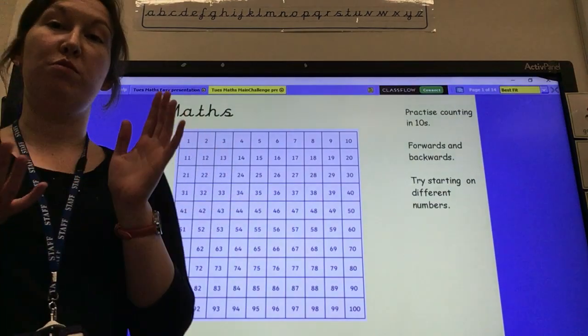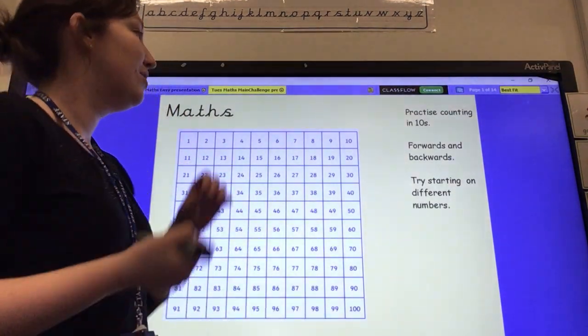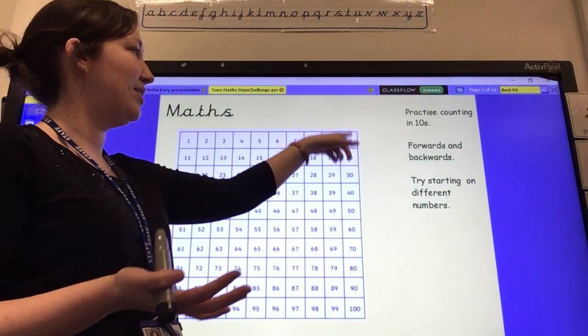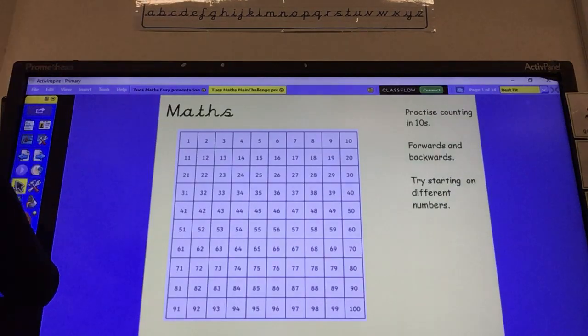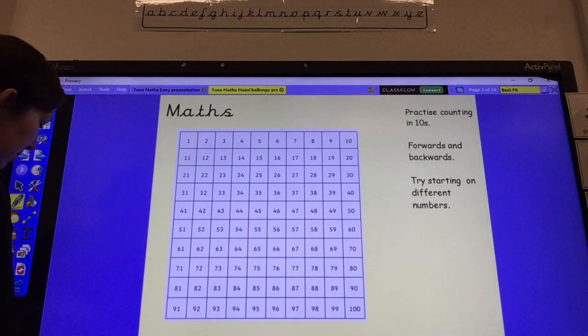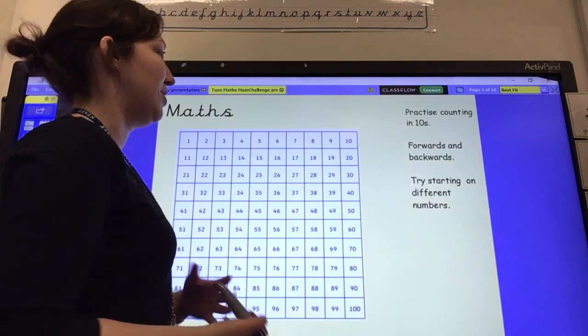So we're going to start off with a warm-up today, and we're going to be practicing counting in tens. So starting on 10, can you practice counting forwards in tens first of all? And remember that there is a trick. We are just jumping down in tens on the number line. So we'll do this one together.